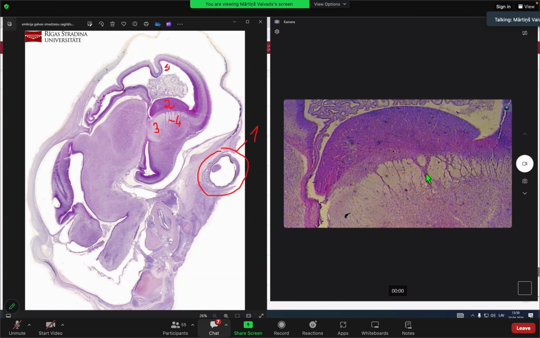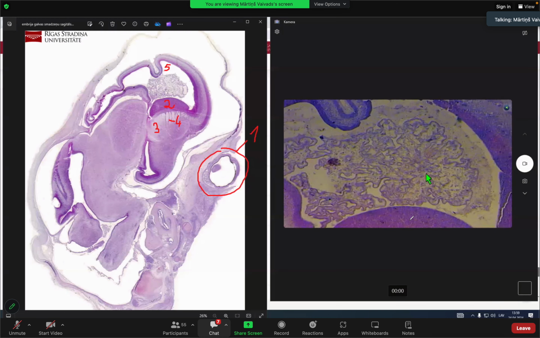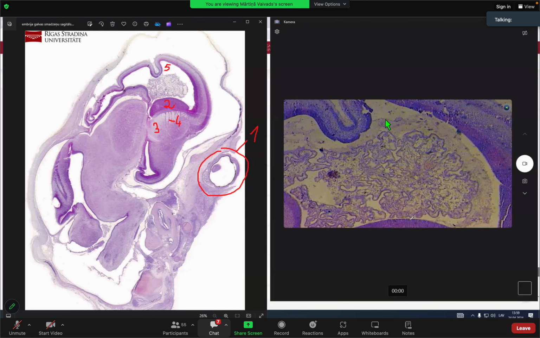Then let's move higher, above nucleus caudatus. If we move above nucleus caudatus, you see there's a big cavity. This is the lateral ventricle. So number 5, lateral ventricle. And inside the ventricle, you see this tissue, plexus choroideus. So 5 is lateral ventricle, 6 plexus choroideus.